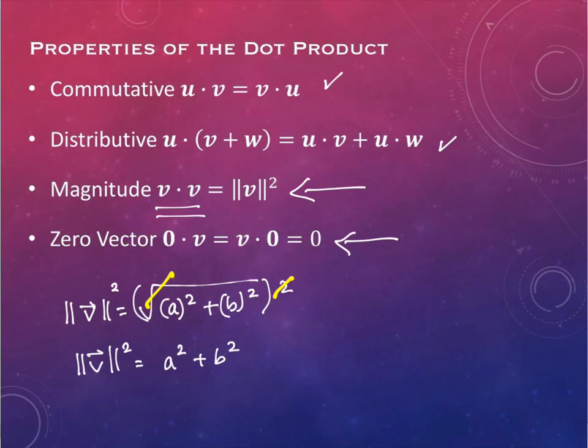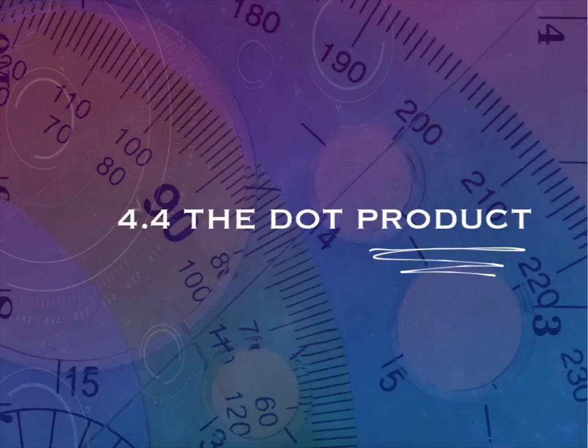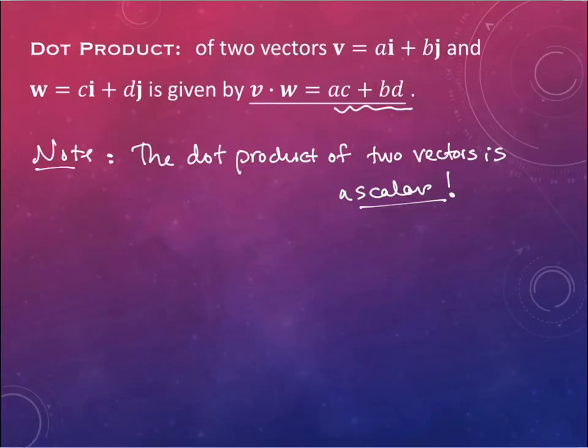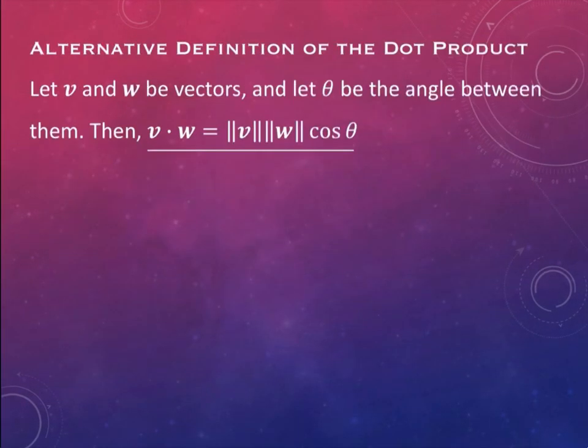The last one, the zero vector, is a pretty straightforward one as well. When you take the dot product of the zero vector with anything, you get a scalar of zero. That makes sense because the zero vector just has all components of zero. So if one of my vectors is 0, 0, and I multiply each of those zeros by the other components, I end up getting 0 overall. Make sense? Okay, so those are our basic properties for dot products.